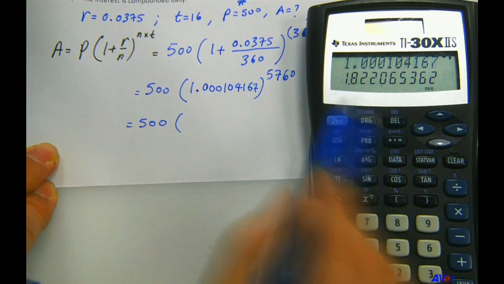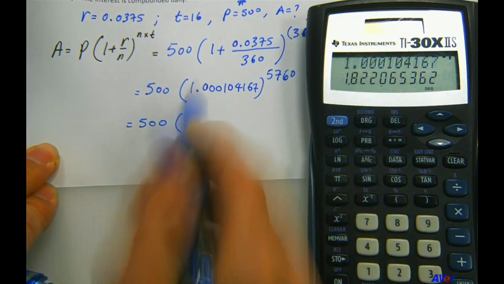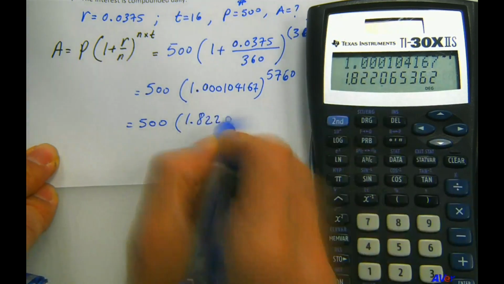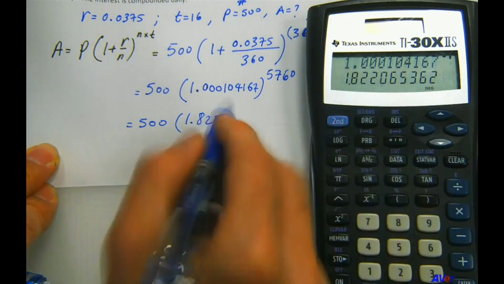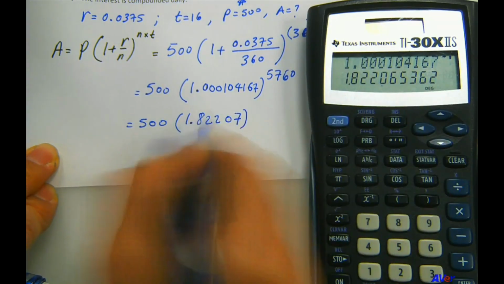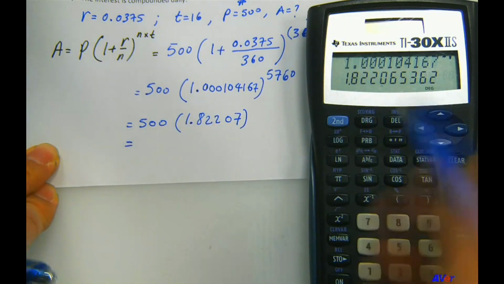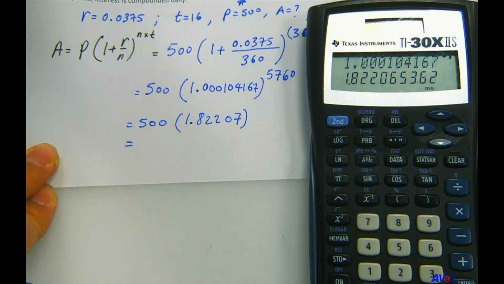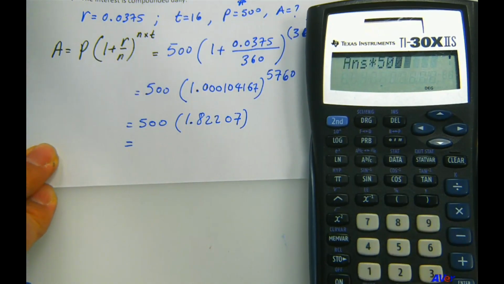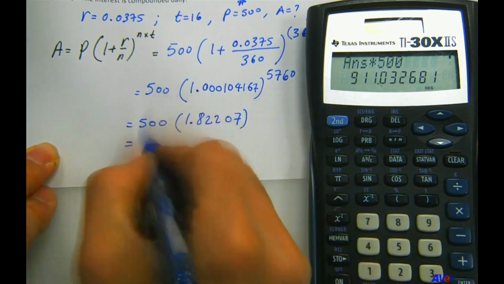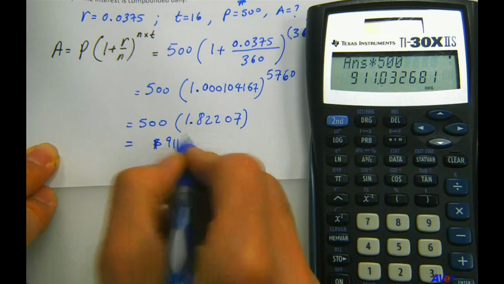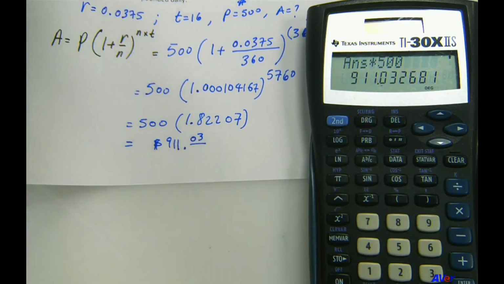So I'm going to keep everything all the way on paper at least. So 1.8220, I'm going to round that 6 to 7. But now I can just keep that and multiply it back by 500, right? So times 500, which makes my final number even more exact. So $911.03, right? 3 cents.